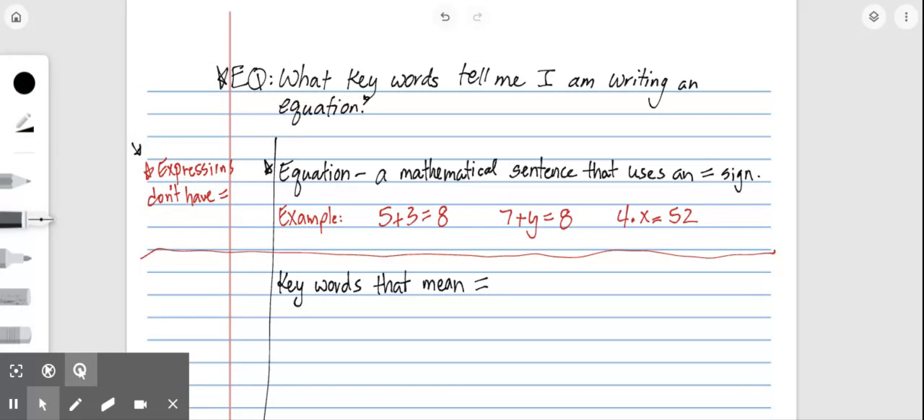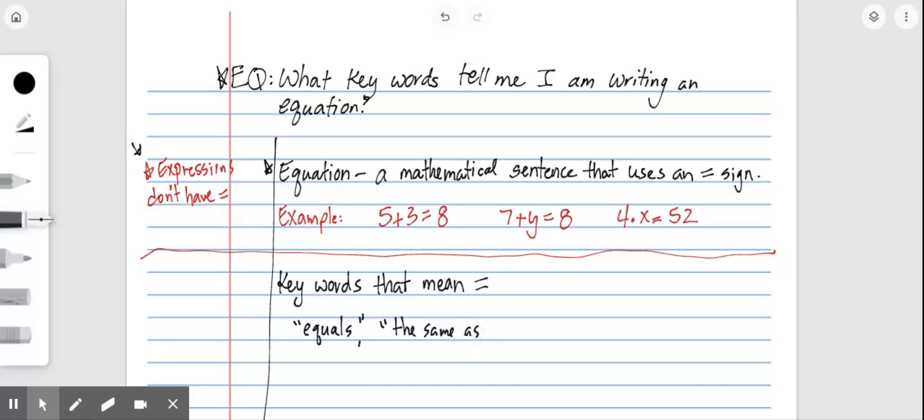When you see these words in a mathematical phrase, you know that you need to use an equal sign. You know that you're using an equation. So what are some examples? The word equals. Now that one's pretty clear. If I said 5 plus 3 equals 8, then you know you're using an equation. The phrase the same as. If I said 7 plus y is the same as 8, then you know that it's an equation.